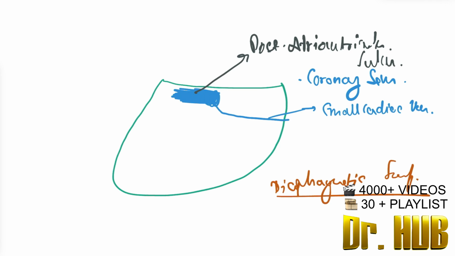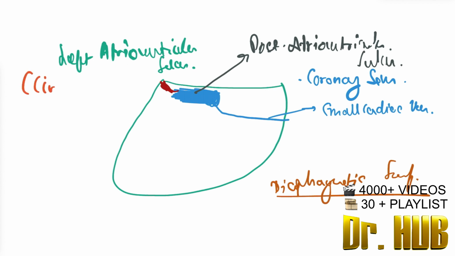Now let's draw the other arteries. Under the arteries there will be a looping here. So this will be the left AV, the left atrioventricular sulcus. Under this atrioventricular sulcus we have the circumflex branch of the LCA. And next, there are also some branches.